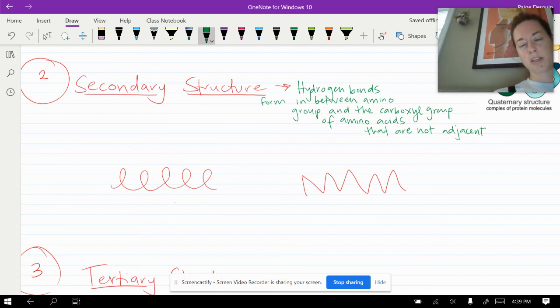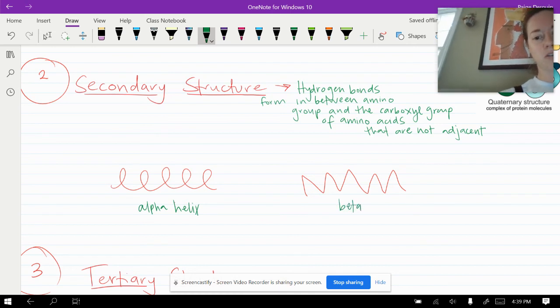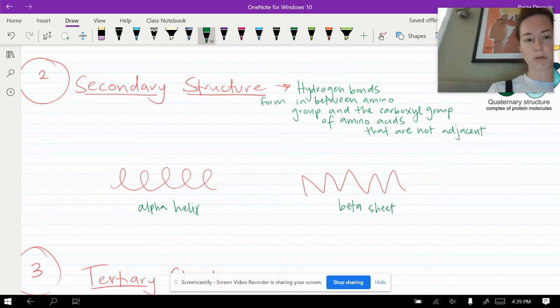So there are two shapes that form when this happens in the secondary structure. The first one is called an alpha helix, which is basically a spiral, and the second one is a beta sheet. So there are hydrogen bonds that are causing these folds to occur. Within one protein, you can have an alpha helix and a beta sheet, and you can have several alpha helixes. I'll show you a picture in just a second that will help. That's the secondary structure.